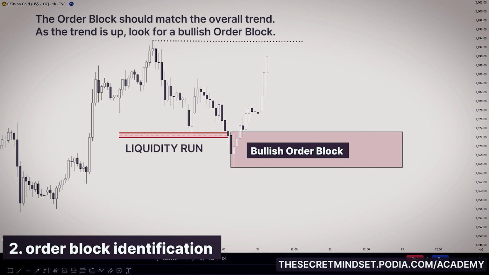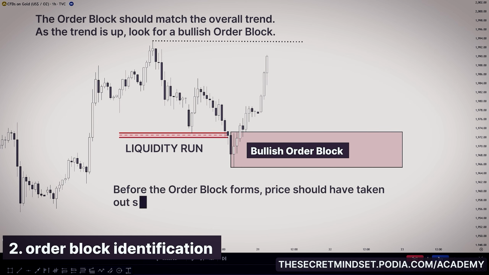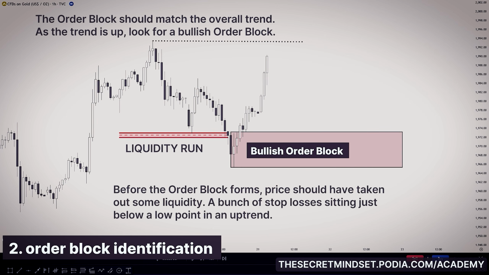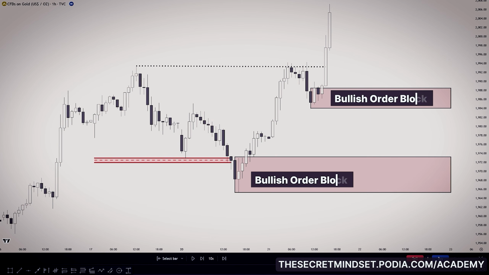Before the order block forms, price should have taken out some liquidity. A bunch of stop losses, sitting just below a low point in an uptrend. If price dips down and triggers the stops before shooting back up, that's a liquidity run. Then the order block should trigger a break in market structure. This shows strength and commitment to the move.